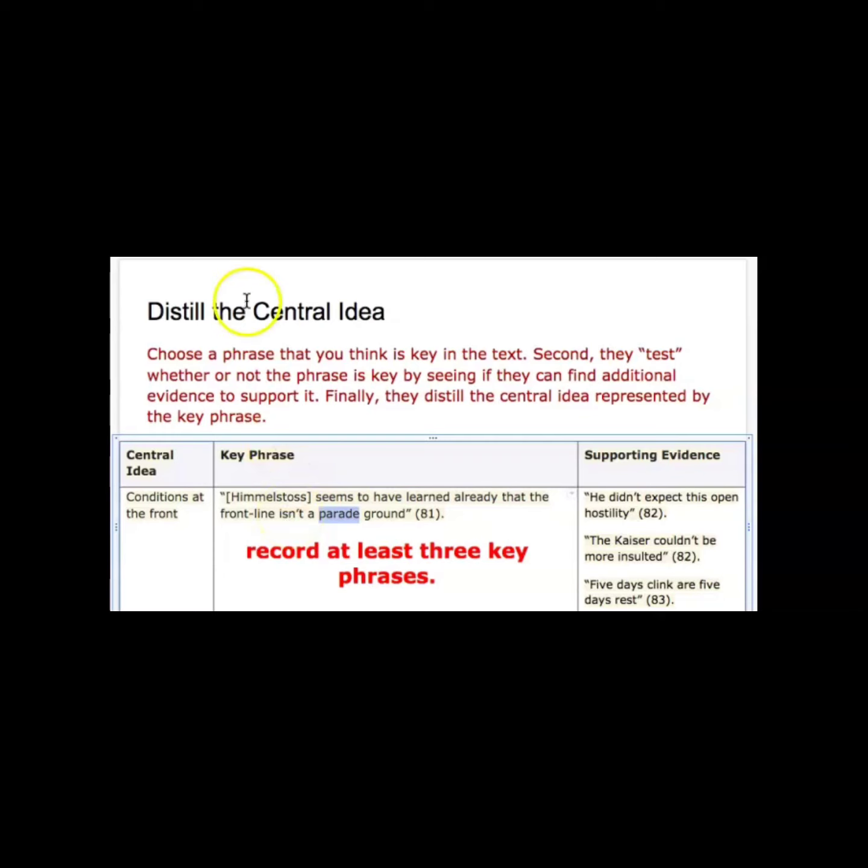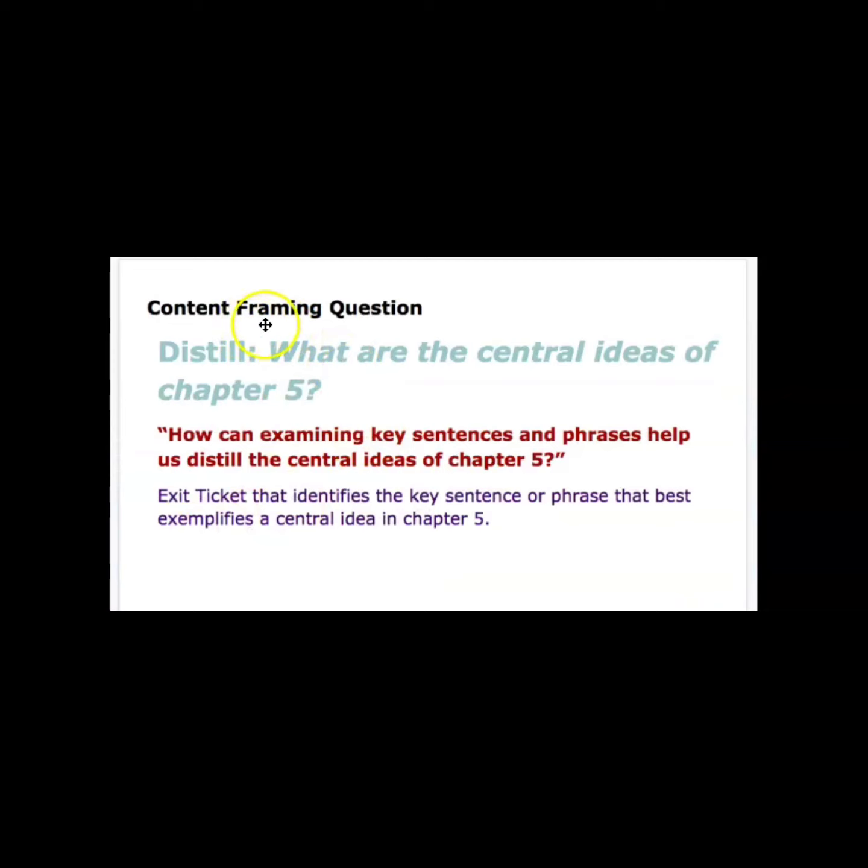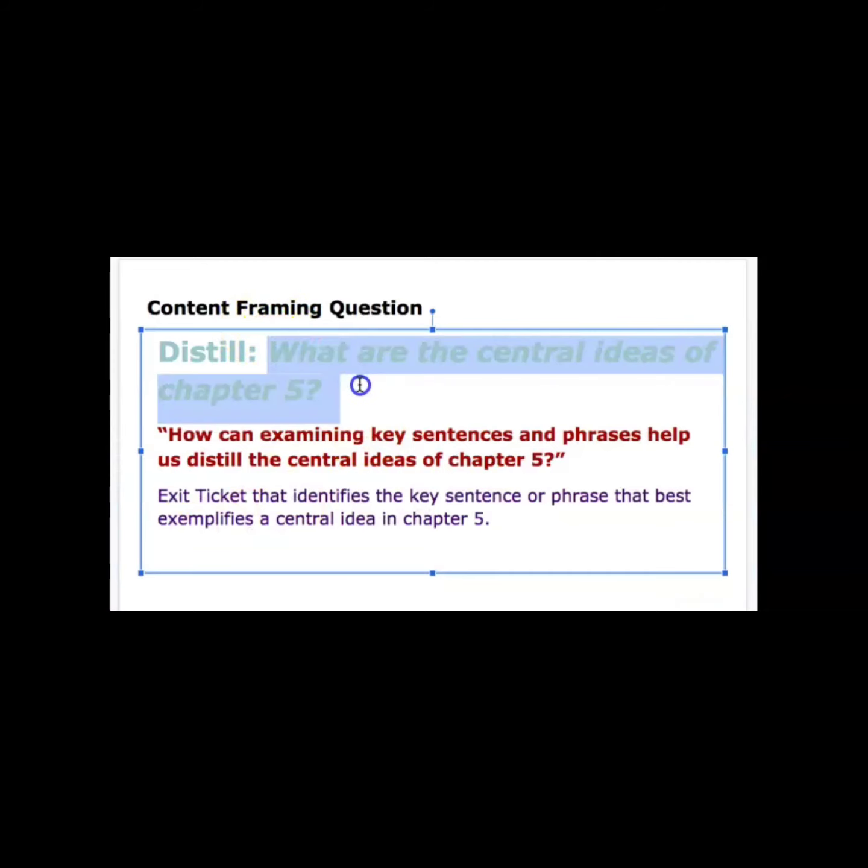So you're going to pick your idea, pick a key quote, and then find some supporting evidence that relates to your key phrase. This is going to help you find the central ideas of this chapter. You're looking at chapter 5 for these. And then I want you to answer the question: what are the central ideas of chapter 5? How can examining key sentences and phrases help us distill the central ideas? And for your exit ticket, identify the key sentence or phrase that best exemplifies a central idea in Chapter 5.